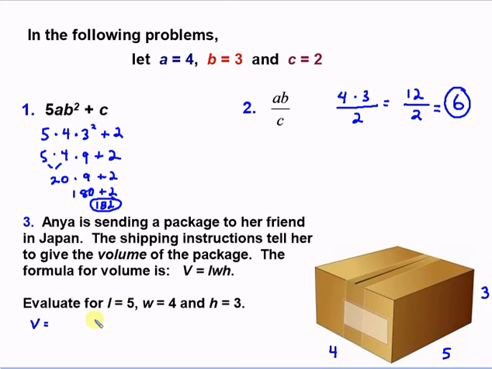V is equal to L times W times H, which is 3. And we'll do those in order of operations. So 5 times 4 is 20, times 3, and 20 times 3 is 60. So our answer is 60.